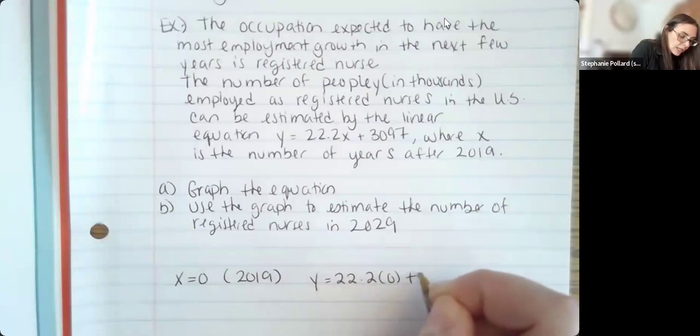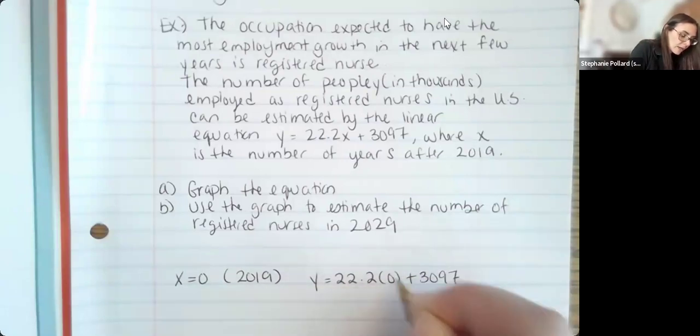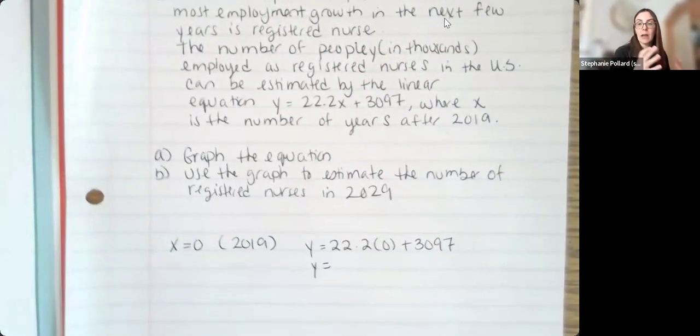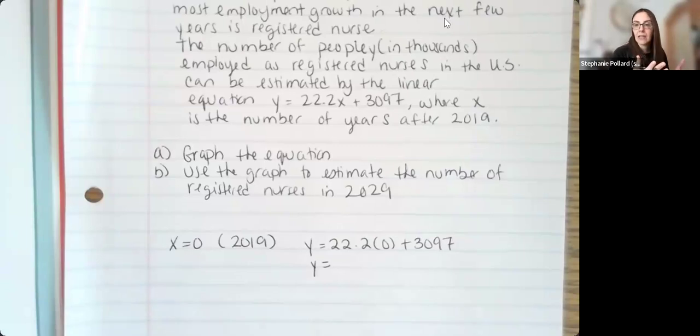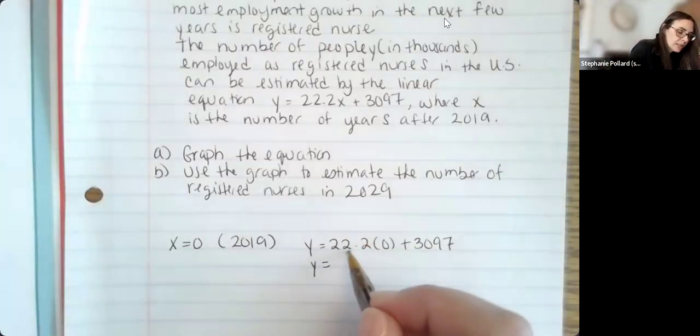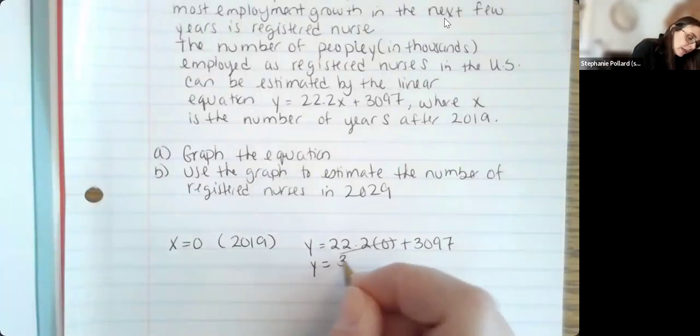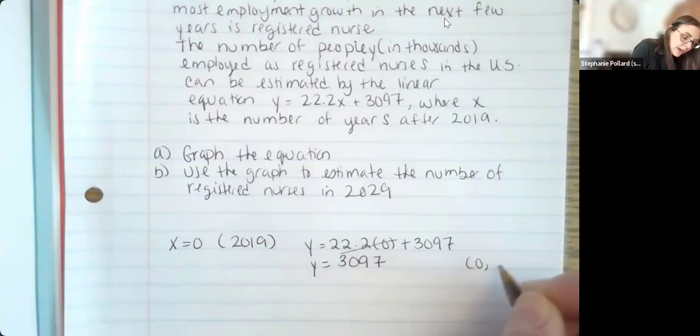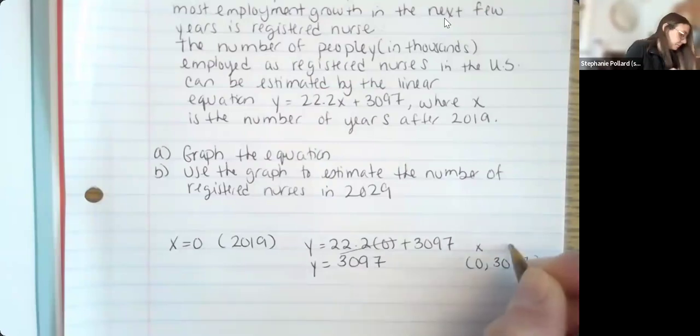Now, one thing I do wish I had known, because this problem does not give us a lot of background, is when our data set started. That would give me a better idea of how much data has gone into this, but I'm just going to use what they give me. So we're going to use x equals 0 as our starting point for years since 2019. Now, 22.2 times 0 is just 0. So my first point is 0 for x, and then my y value will be 3097.